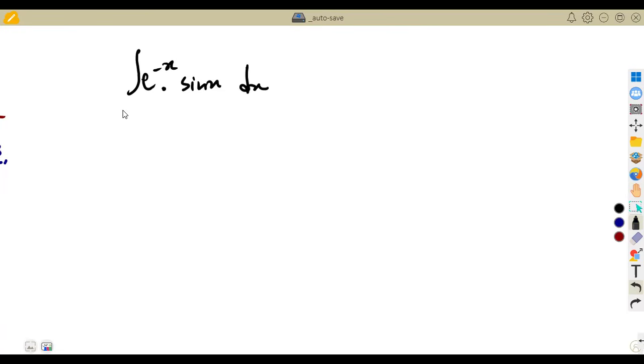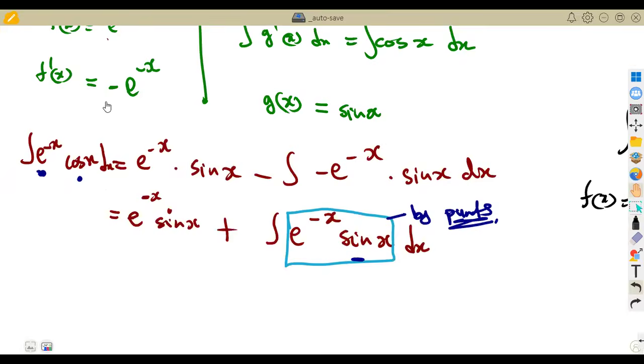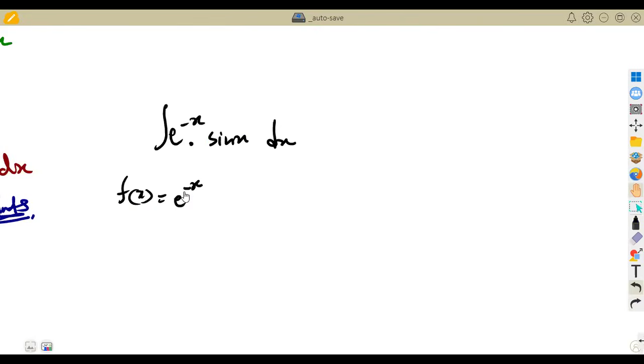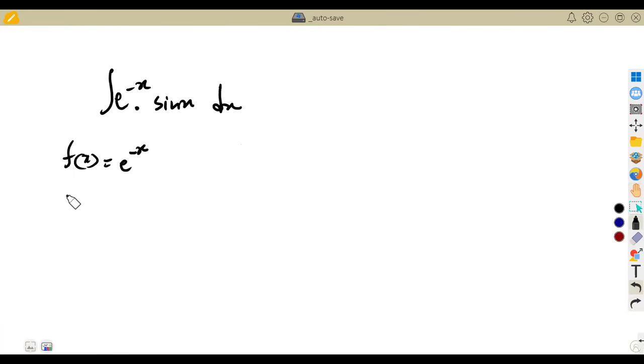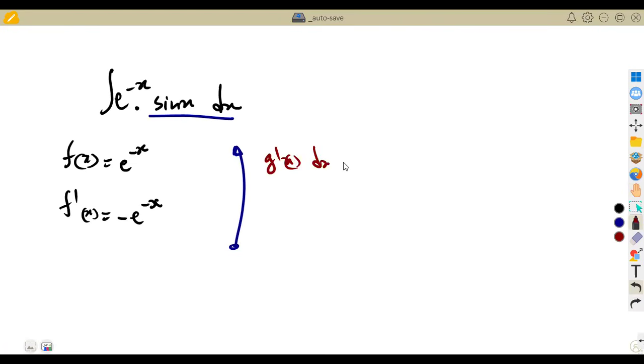So f of x, you choose. Since we used exponential as our f of x in the first part, we're going to continue maintaining that. So our f of x is equal to e to the exponent of minus x. In fact, it's a repetition, because we had the same f of x previously. So it's going to be the same answer for the first derivative: minus e to the exponent of minus x. Then the remaining part is your g prime x dx, which is sine of x dx.